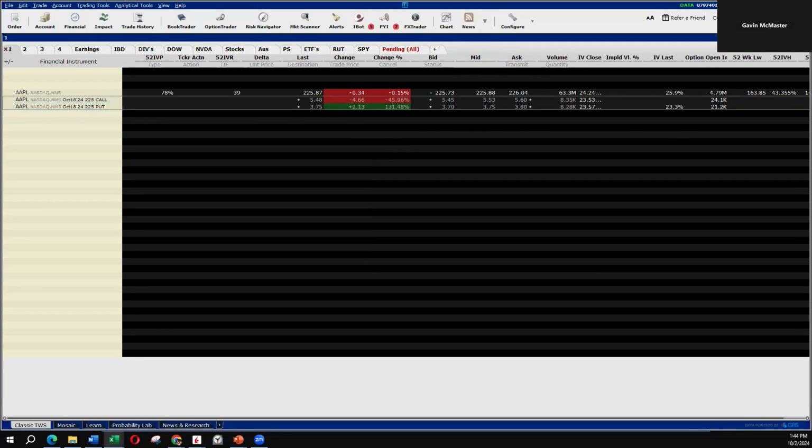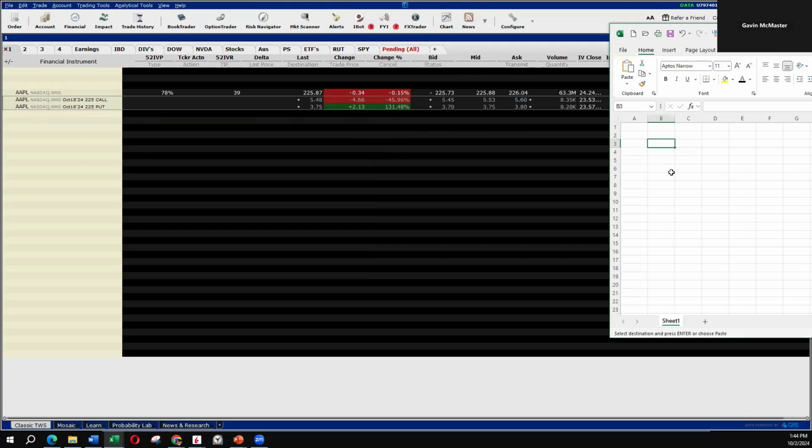And what we do is we'll just go into Excel. I'll put the stock price here. And then we're going to add these two numbers here, the two midpoints. I'll just use the exact midpoint like that. So basically, this is saying that between now and October 18th, the market is expecting Apple to move up or down by $9.28.